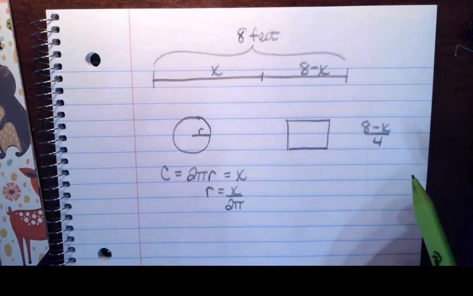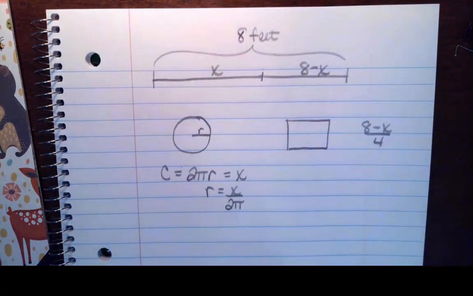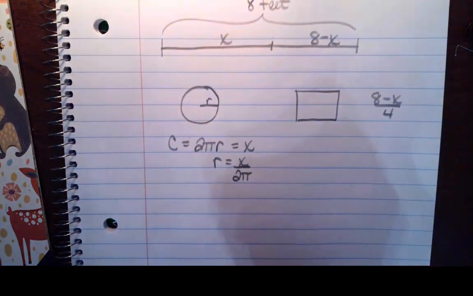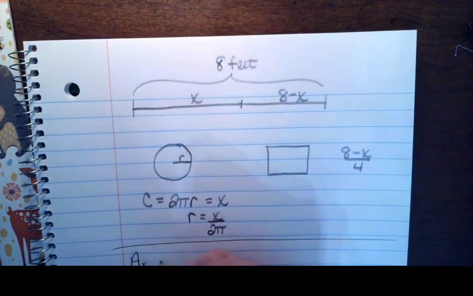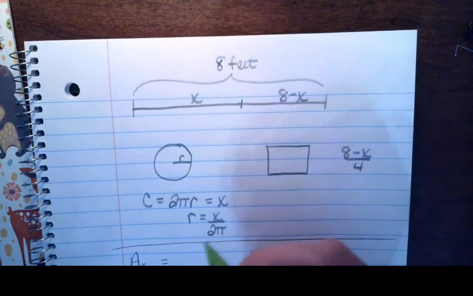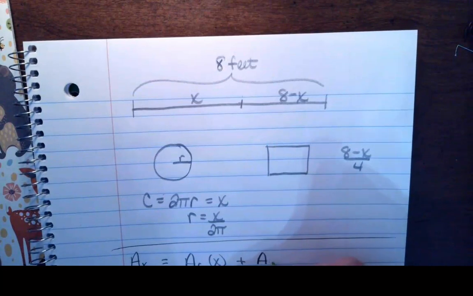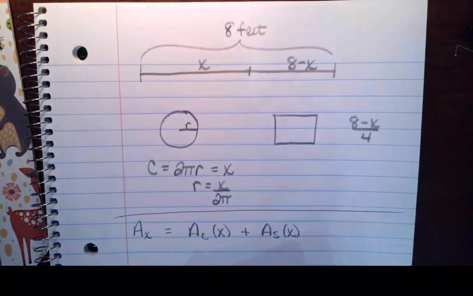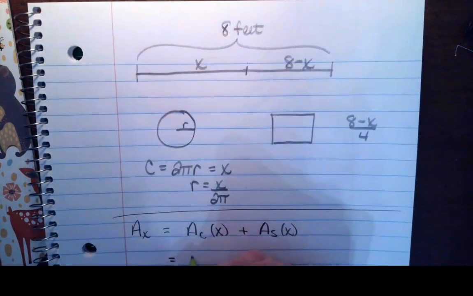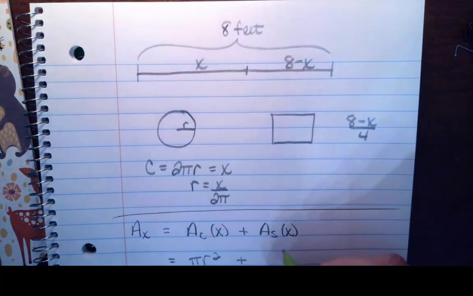Okay, so hang on, now I'm having déjà vu. Yes, it's a square. I was panicking there for a second. All right, so the area in terms of x is going to be the area of the circle in terms of x plus the area of the square in terms of x. So what is the area of my circle? It is pi r squared. What is the area of my square?